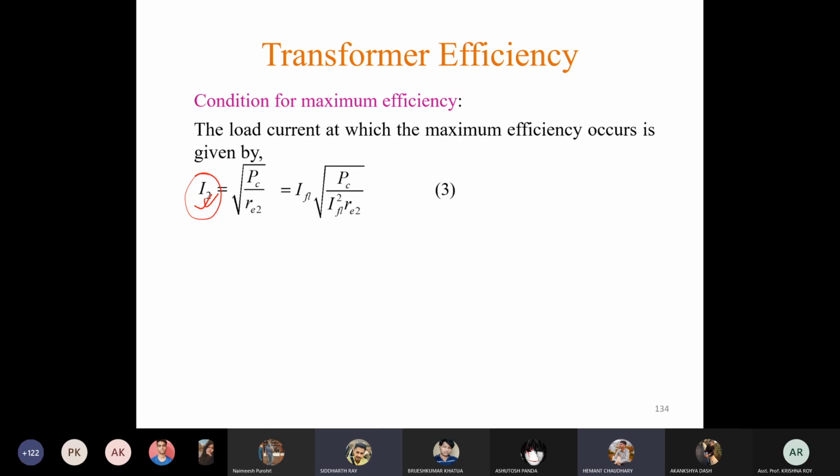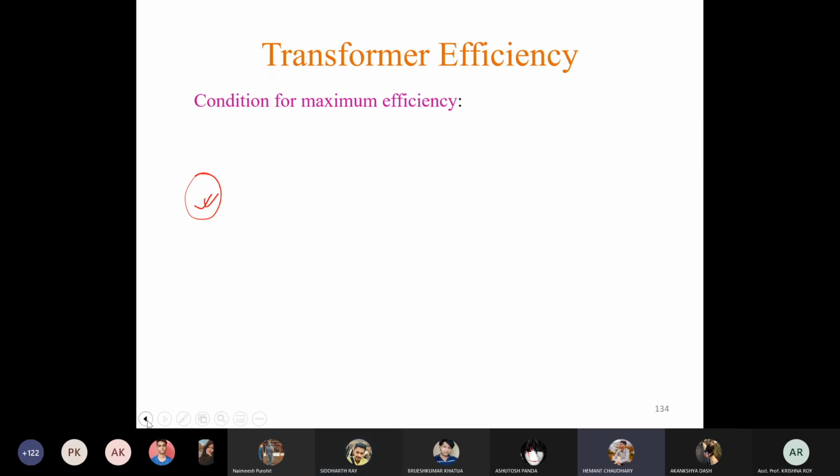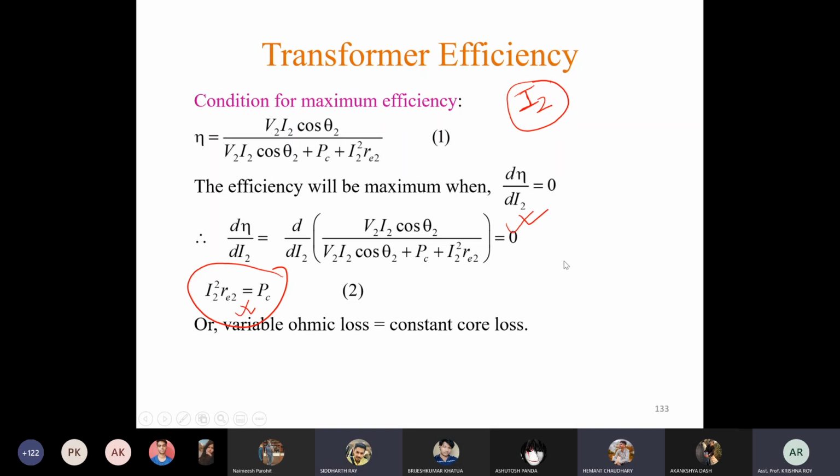Sir, why did we tell that the loss is variable? The core loss is fixed, not variable. Go to the previous slide. See, variable ohmic loss is equal to constant core loss. So why are we using variable ohmic loss? Our power factor and everything is fixed, and we are calculating I2. So why are we telling it to be variable?